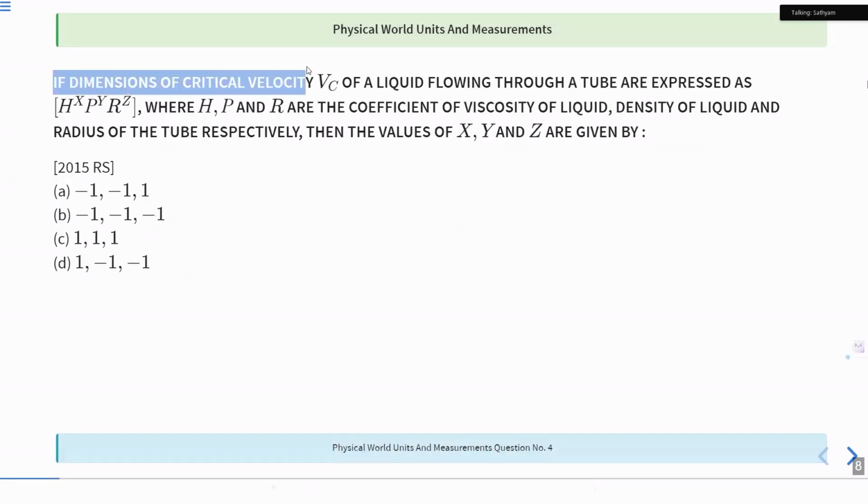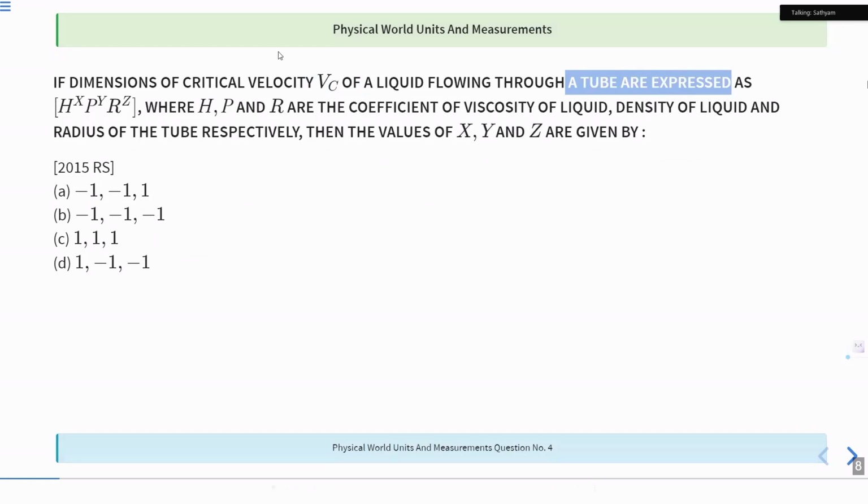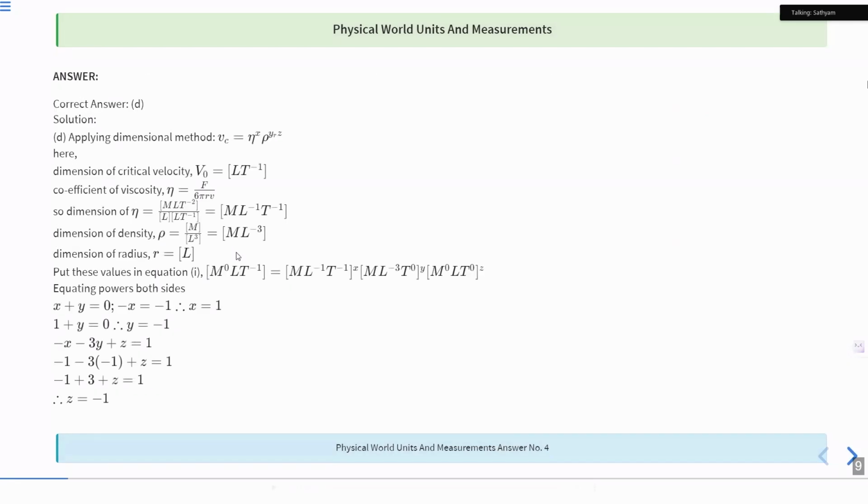If the dimensions of critical velocity Vc of a fluid flowing through a tube are expressed as eta^x rho^y r^z, where eta, rho and r are the coefficient of viscosity of the fluid, density of the liquid, and radius of the tube respectively, then the values of x, y, z are given by. So this is the solution.